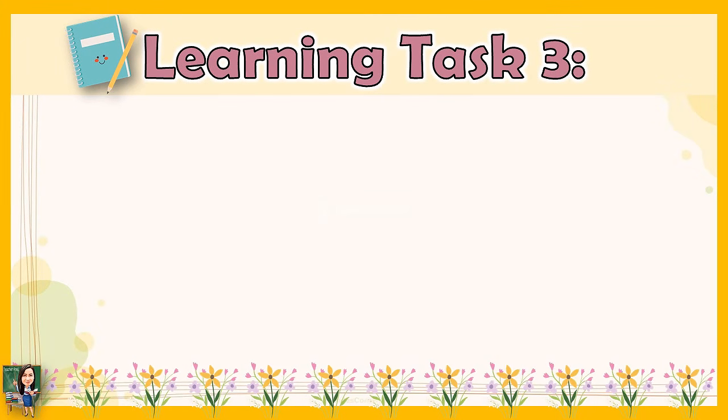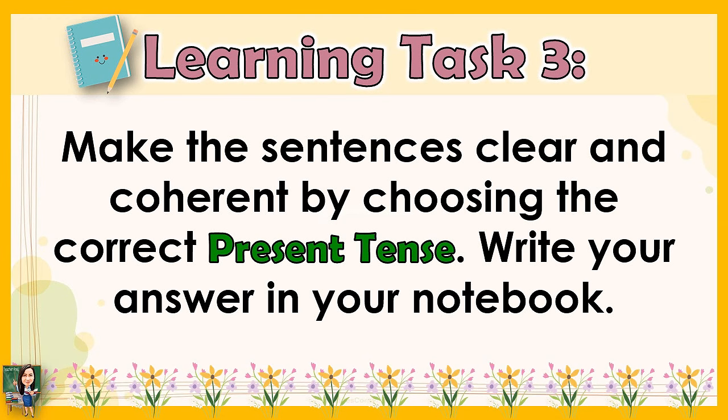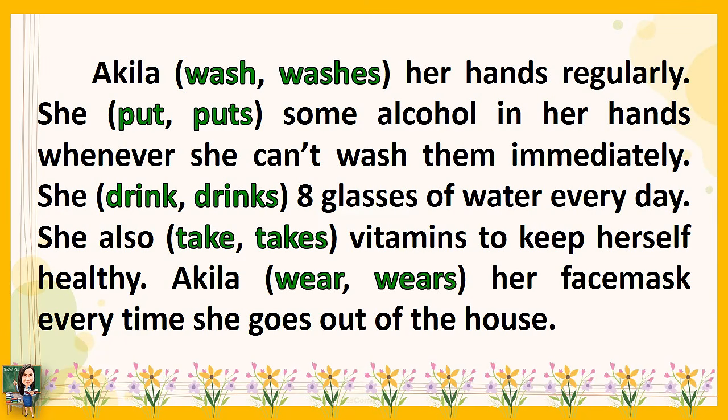Next, for learning task 3, make the sentences clear and coherent by choosing the correct present tense. Write your answer in your notebook. So let's read the first sentence from the paragraph and choose the correct present tense of the verb. So Akila washes her hands regularly. So the correct verb is washes. Akila washes her hands regularly.